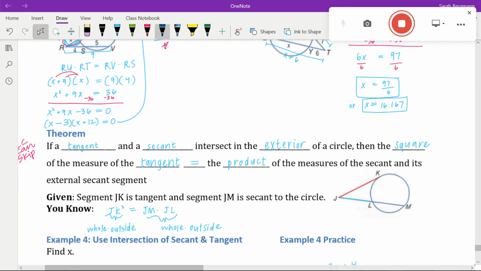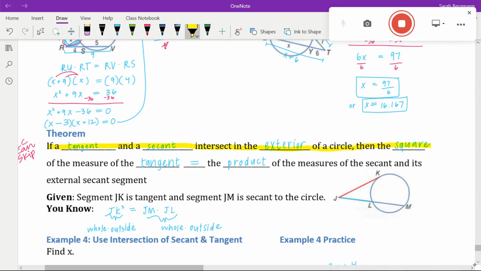All right, so here's the next type of problem where the two segments intersect outside the circle. You could also have a tangent and a secant intersecting in the exterior of a circle.